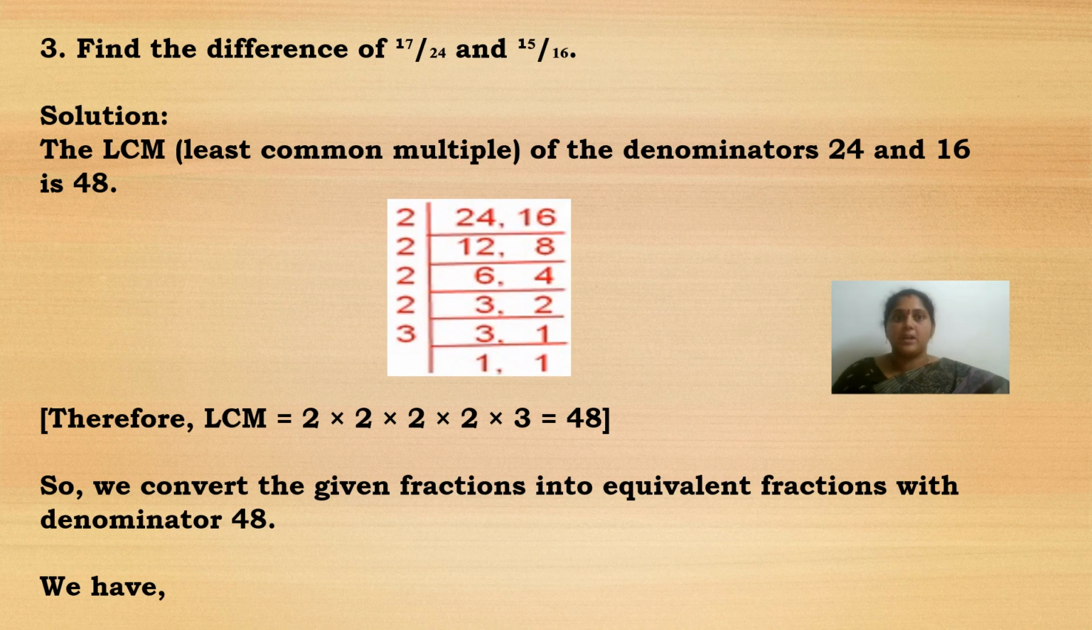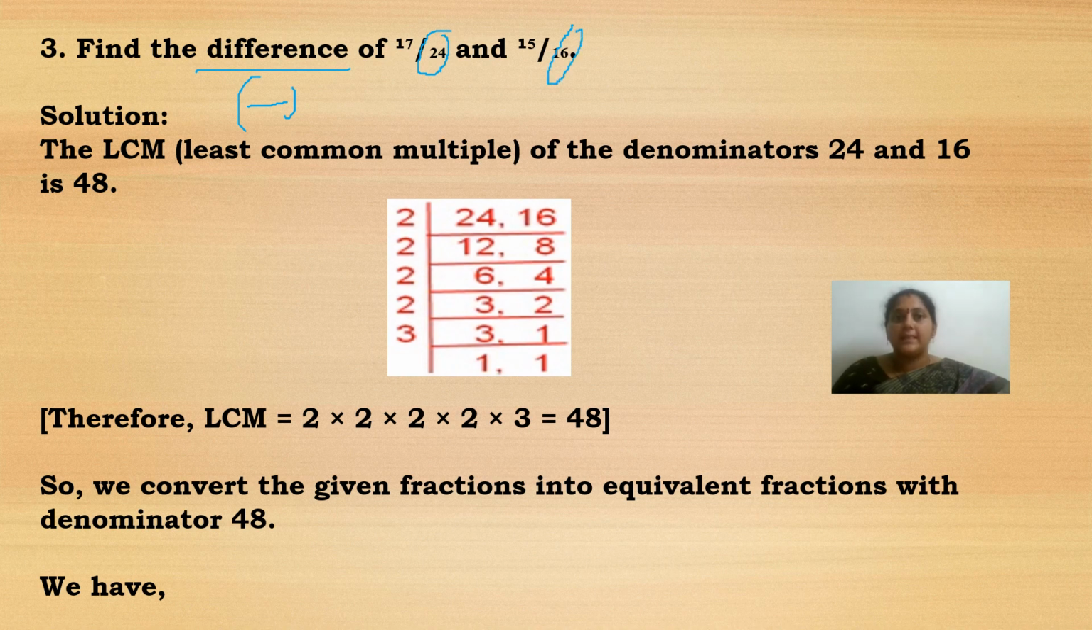We will see one more example here. Find the difference. Difference means what do we have to do? We have to do the subtraction. Subtraction of 17 by 24 and 15 by 16. Denominators are different. So what do we have to do?